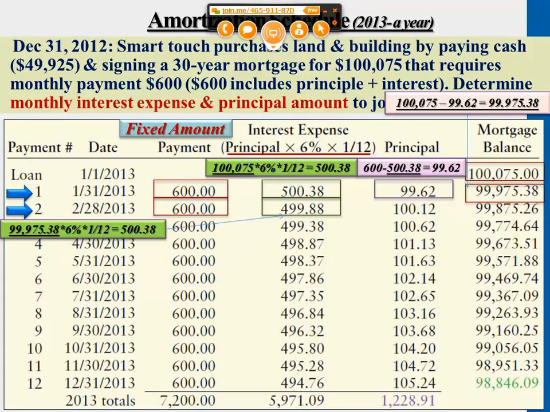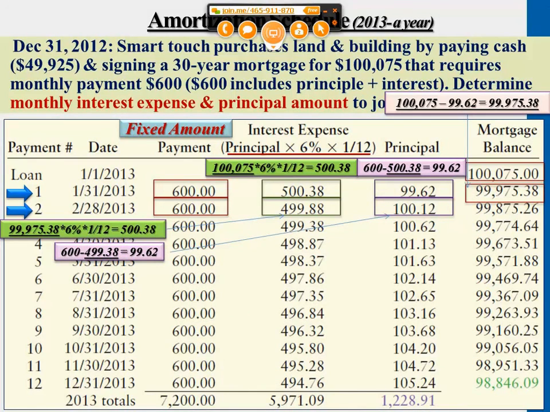So how do we get the principal payment for the second month? The payment minus interest, 600 minus $499.88, will give you the second month's pink box. Exactly.